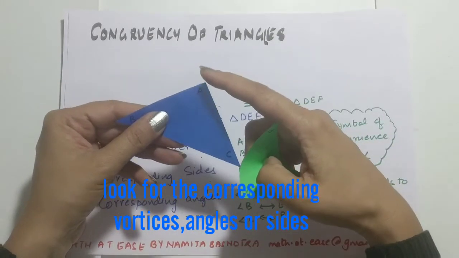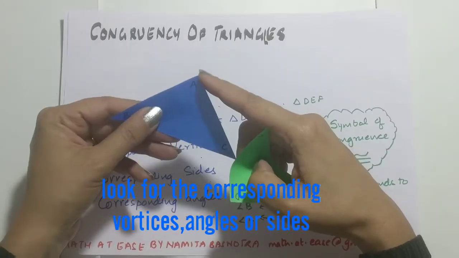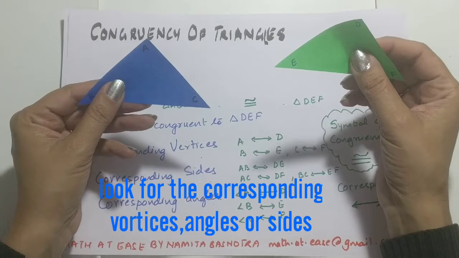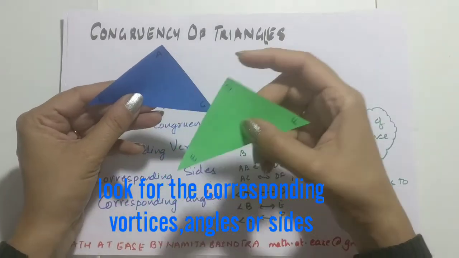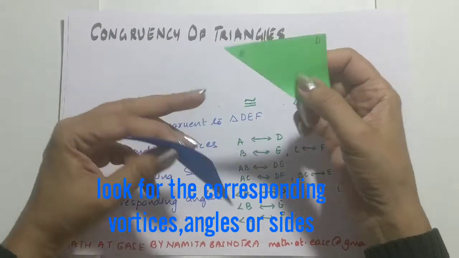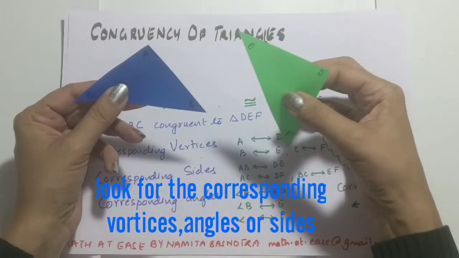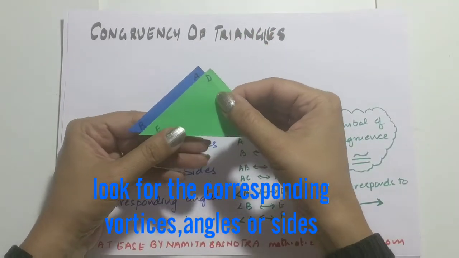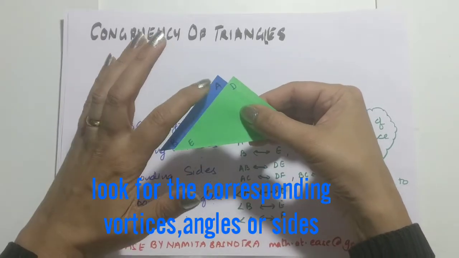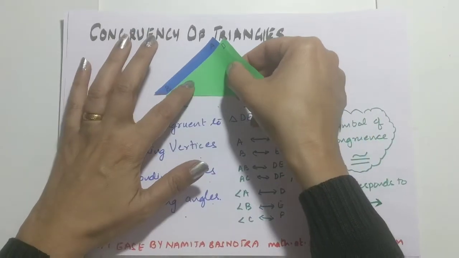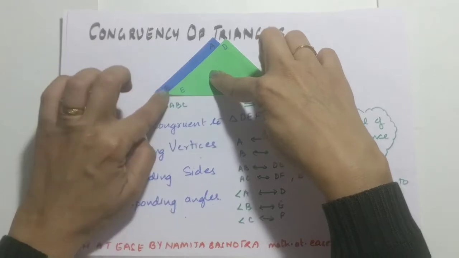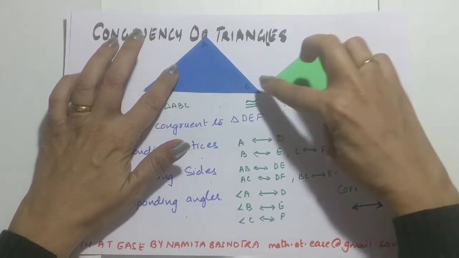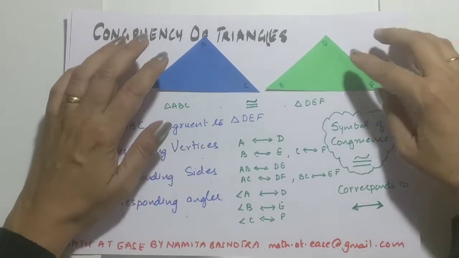In a triangle, this is a vertex, this is the side, and here this is the angle. In this triangle also I have to find the corresponding side of AB. When I look at it, is EF the corresponding side? No, this is looking bigger. So I will turn it and place it like this. Now I know that vertex A corresponds to vertex D, right? Vertex B corresponds to vertex E, and the last one, vertex C, corresponds to vertex F.